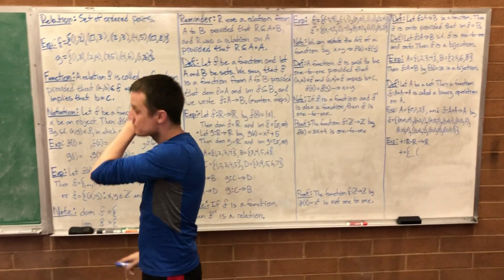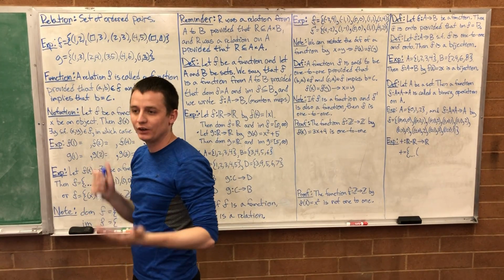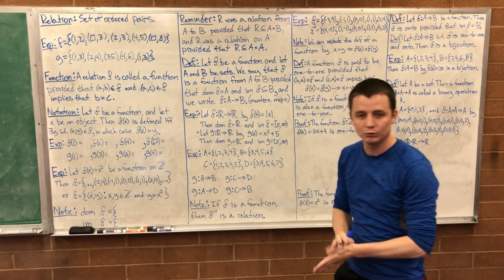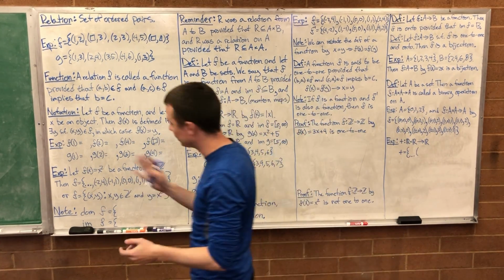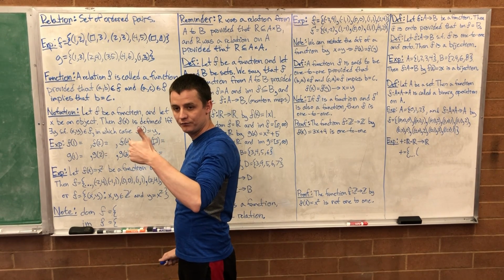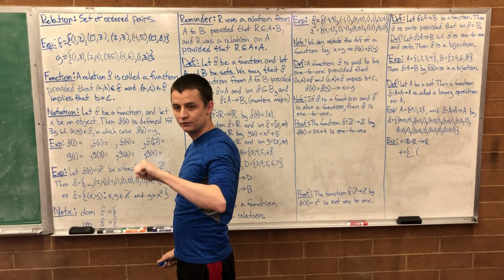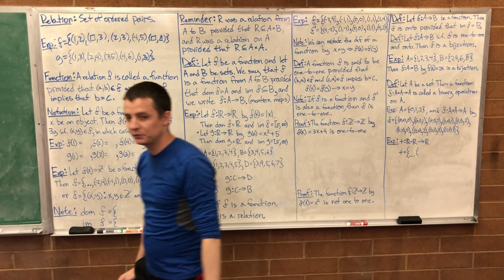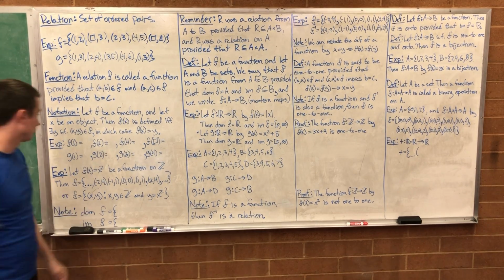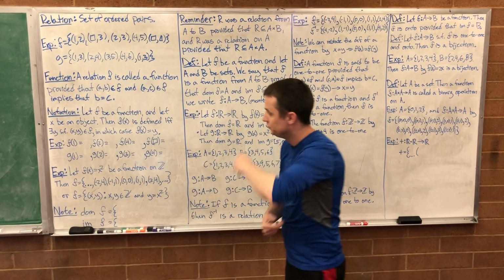Okay, so that's a function. Every left-hand element is paired with a unique right-hand element. I can't have one paired with 2 and one paired with 3. I can only have one paired with one thing. Do we have a good feel for what a function is? It's a special type of relation that satisfies this property. Relations and functions come up in every geometry class, and it doesn't matter what math class we're talking about, they're going to come up.